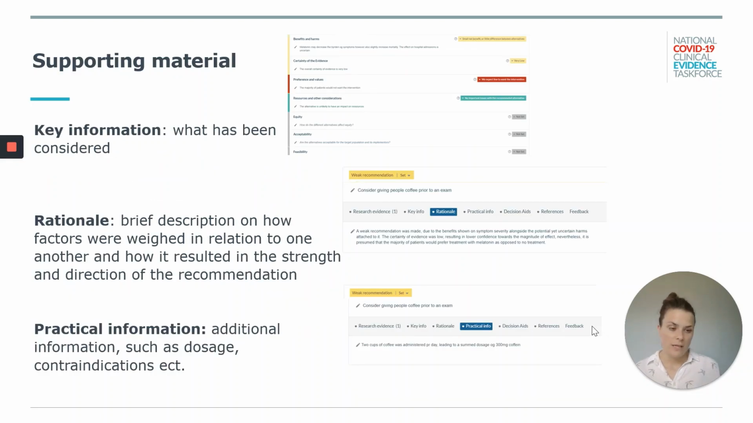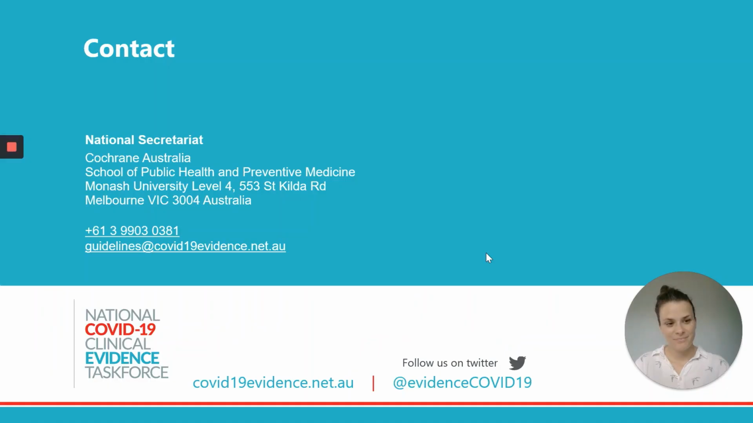So for the recommendation, we have these supporting materials. We have the key information, so the evidence to decision framework that we will be going through in order to consider what kind of recommendation we want to end up with. There's also going to be a rationale describing how factors were weighed in relation to one another and how it resulted in the strength and direction of the recommendation. And there's also going to be, if needed, some practical information supporting the recommendation in the end. So that was it.